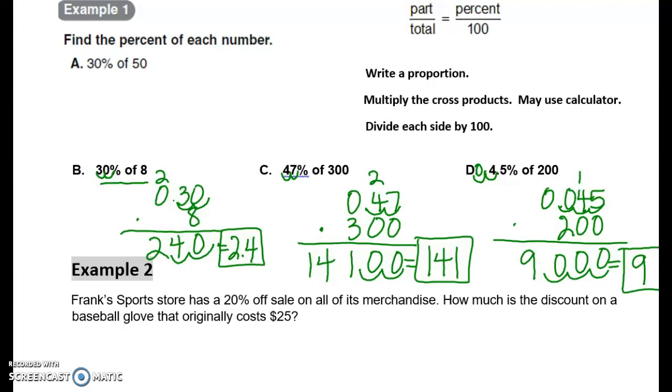Okay, example 2. Frank's Sports Store has a 20% off sale on all of its merchandise. How much is the discount on a baseball glove that originally cost $25? So let's underline some important information here. First of all, they're having a 20% off sale. That's pretty good. And they want to know how much is the discount. So what is going to be the discount if it's 20% off? And it originally cost $25. Any ideas on how I'm going to set this up based on what I've already been doing? What do you think?